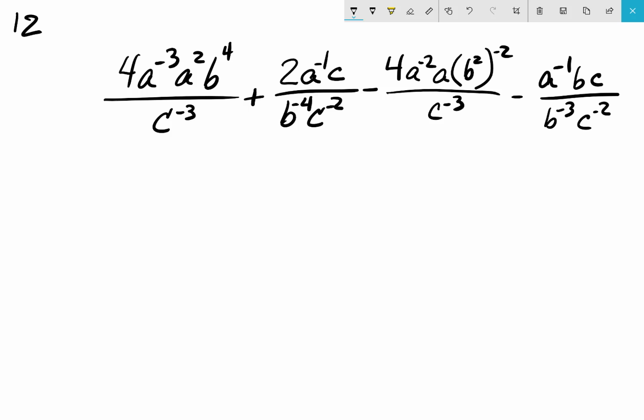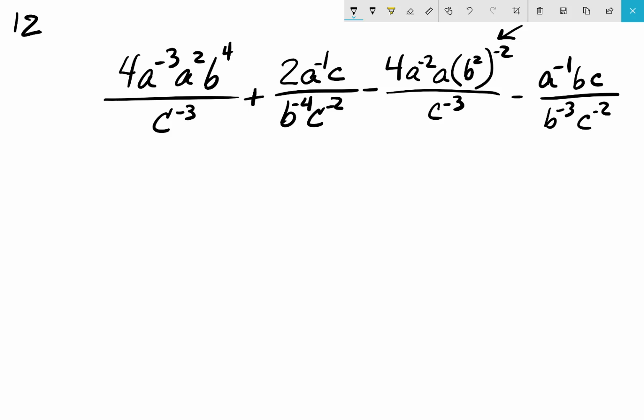All right, so my recommendation is to just move everything up into the numerator to start out with. Make sure that you are following the rules for exponents. The rules for exponents tell you that when you multiply like bases, you add the exponents. When you raise a power to another power, like right over here, you multiply the exponents. All right, so let's just go ahead and move everything into the numerator.